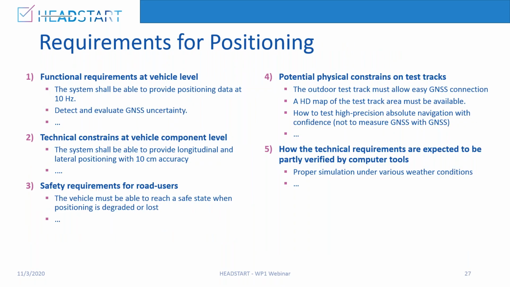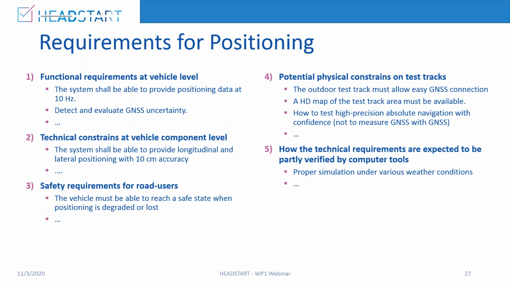So for each key enabling technology, here is for positioning. We listed from a lot of different research projects and from the user group needs collections, the different requirements that we could have for each KET. So for positioning, the requirement at vehicle level could be that the system shall be able to provide positioning at 10 Hertz. And it should be also able to detect and evaluate GNSS uncertainty.